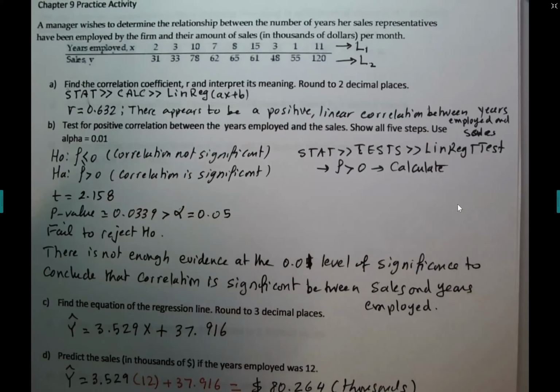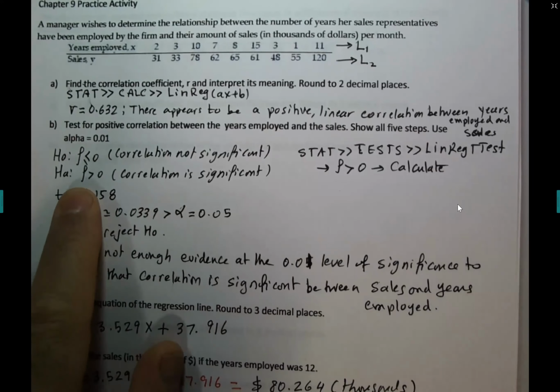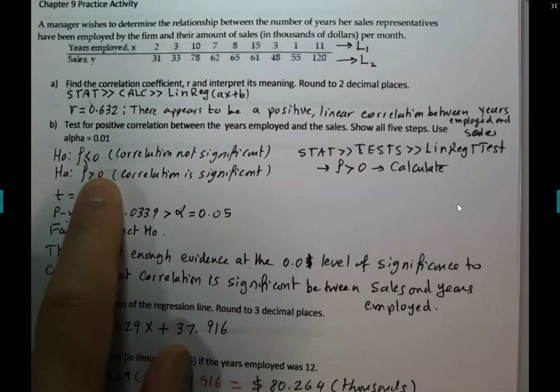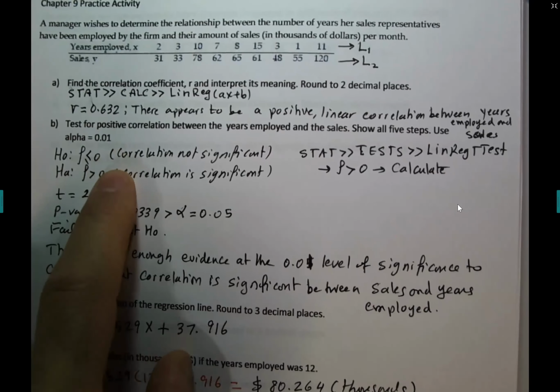Second question. Test for positive correlation between the years employed and the sales. As I told you last time, to test for positive correlation, that means the population correlation coefficient is greater than 0. Then your null hypothesis will be less than or equal to 0. And as I told you, you don't put where the claim is, you put always: if you are in the null hypothesis, you put correlation not significant. And if you are in the alternative, you put correlation is significant.